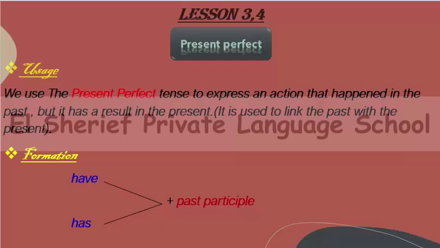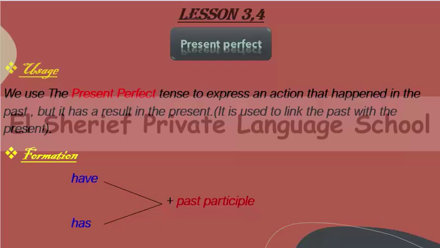Okay, let's go for the usage of the present perfect. We use the present perfect tense to express an action that happened in the past, but it has a result in the present. Something happened in the past and we can see the result of it now in the present, or something started in the past and is still true now. And it is used to link the past with the present.